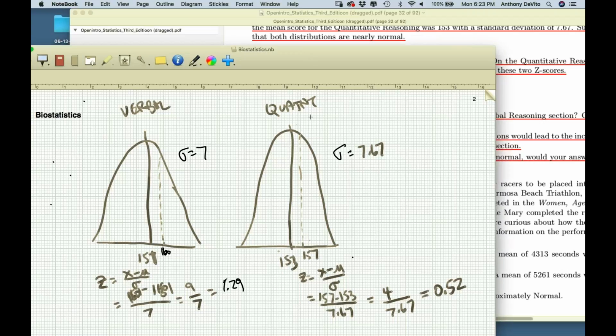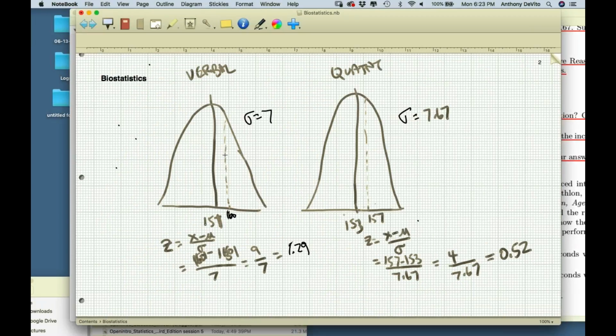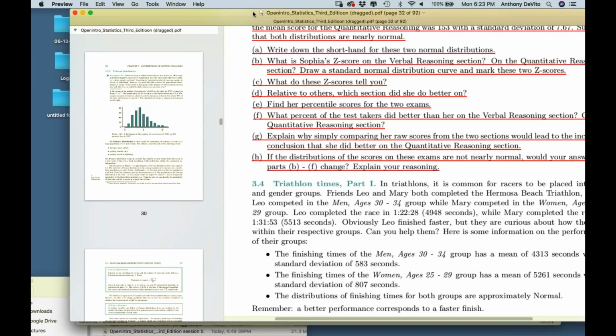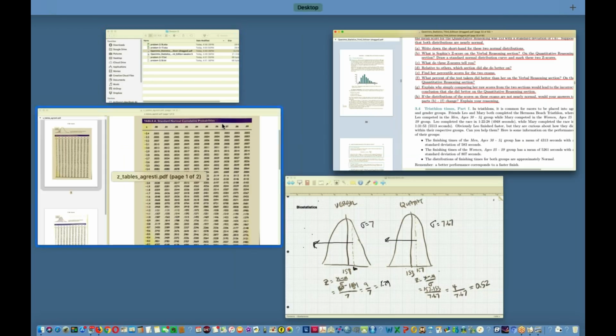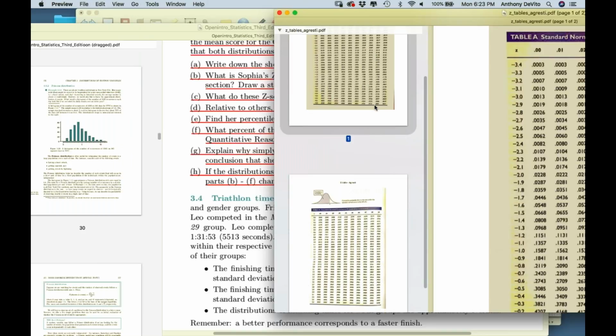So let's take a look at what her percentiles would be. In order to see what her percentile is, we would have to know what percentage of students did worse than she did, were below her, in each one of these two exams. So what percentage is that? Well, we can figure that out by using the Z-table, right? We know that the Z-score for her score is 1.29. So we can find the percentage of students that scored lower than she did. Let's give that a try: a Z-score of 1.29.